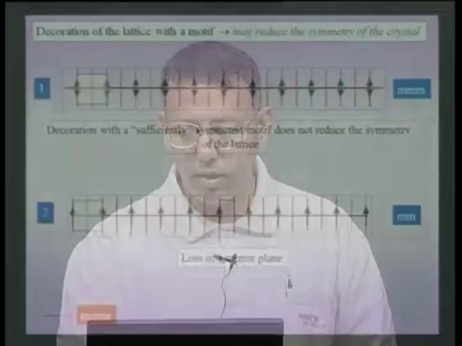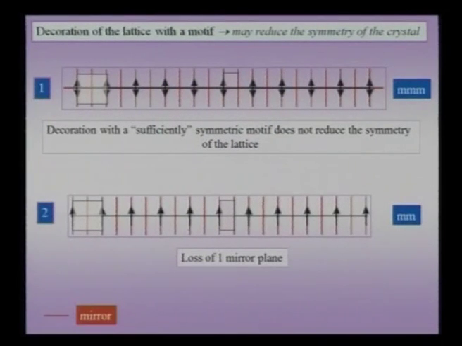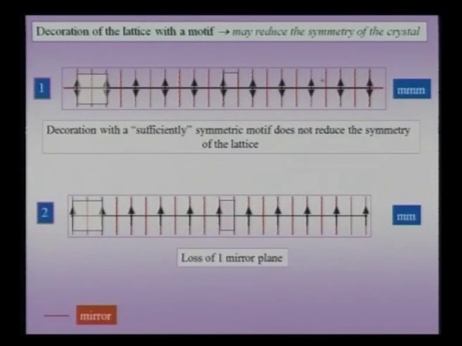The horizontal mirror still remains, because the motif has top and bottom ends to this arrow. The vertical mirror located at the lattice point remains, the vertical mirror between the lattice points also remains. So, I could write such a crystal as having symmetry T, MH, MV1, MV2, or in a shorthand notation as MMM symmetry. So, I could have motifs which conserve the symmetry of the lattice, and this is precisely what has been done in this crystal.